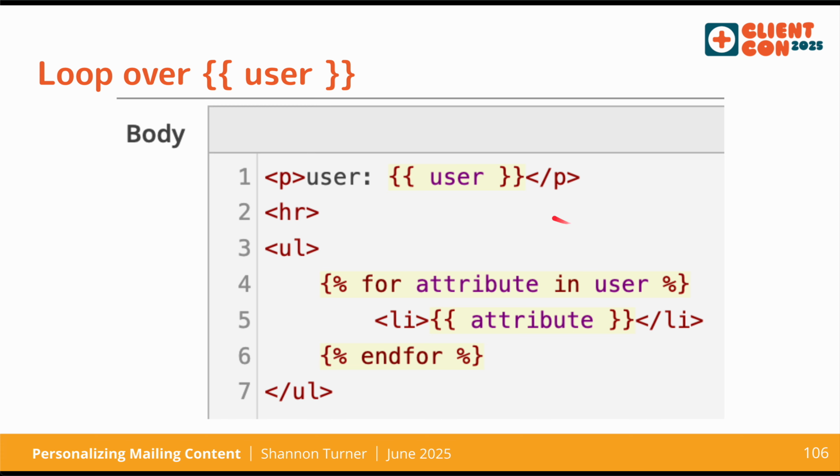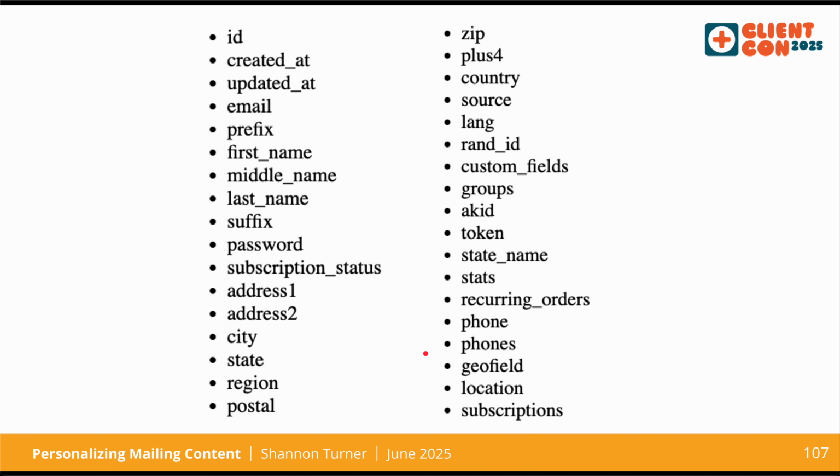We can make this a little bit more readable by looping over every option. So for attribute in user, let's show all of the attributes. We end this with endfor, and then we see all of the different fields that are available. So many of these are going to match what you would see in the database reference, but there's also some things in here too, like custom fields and phones.